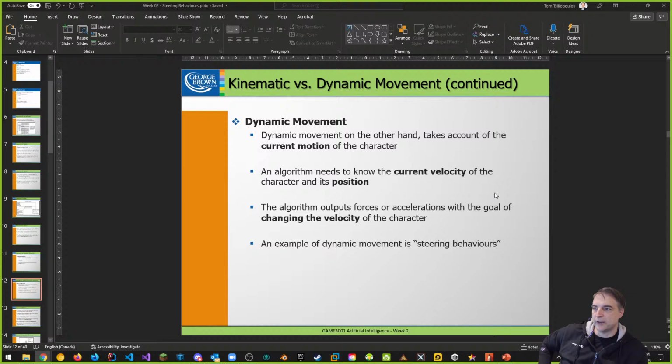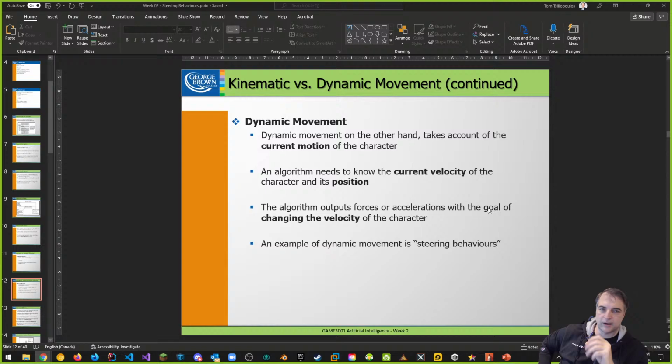Dynamic movement, on the other hand, is totally different. It takes into account whatever the current motion of the character is, and we look at the velocity. We'll talk about velocity in a second. A lot of times we either accelerate or decelerate an object, and it looks a lot smoother to us than kinematic motion. Kinematic motion is abrupt. Kinematic motion is basic. If I want to move from A to B and I don't care about smoothing at all, and we're going to talk about smoothing algorithms today, I don't care about acceleration or deceleration. That's kinematic.